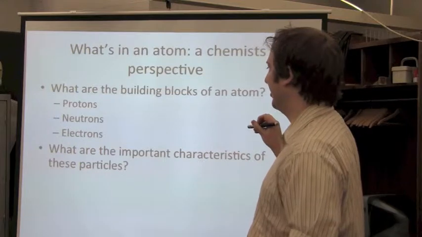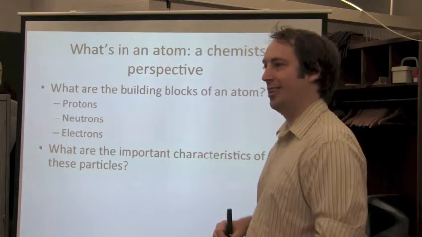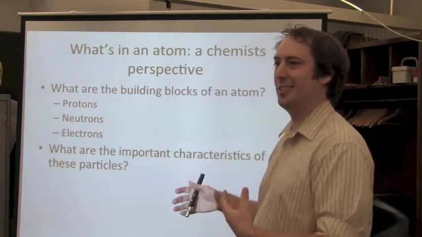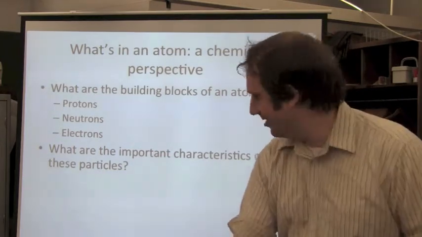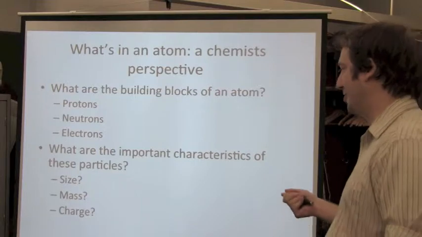So electrons are tiny, while these two are much larger. Yes. And then there's another thing that usually we tie to size as well. Mass, yes. So the last thing are these important characteristics.